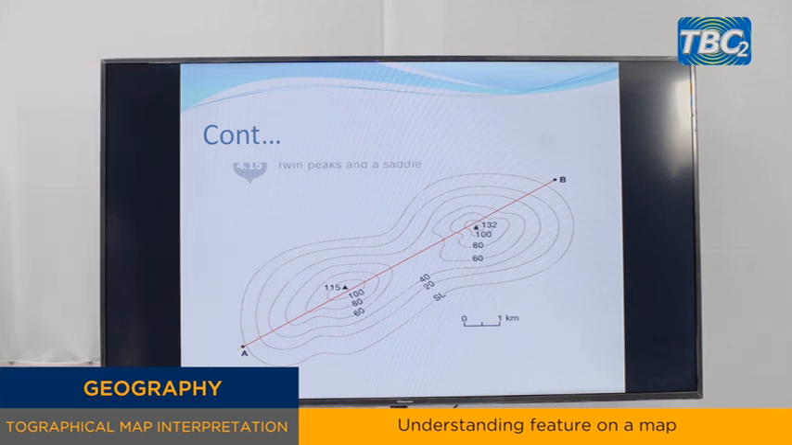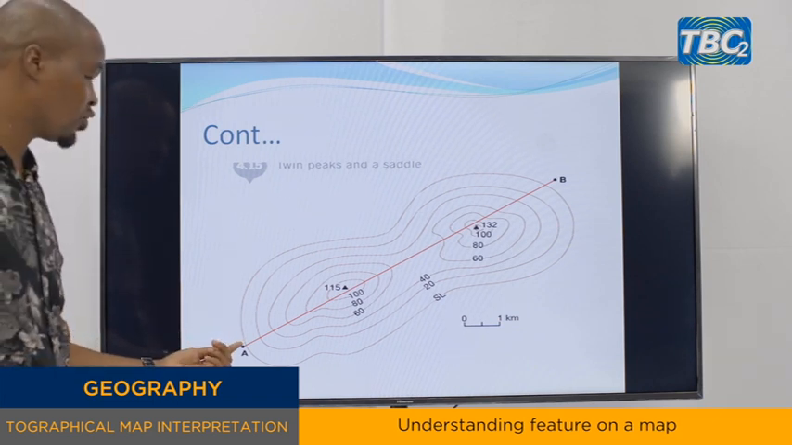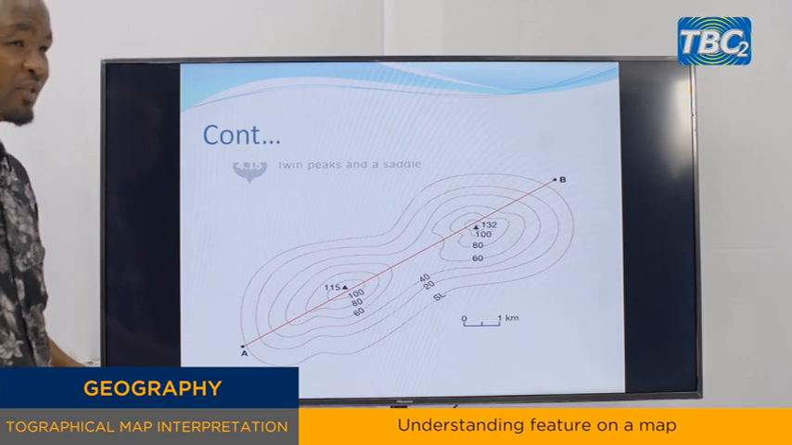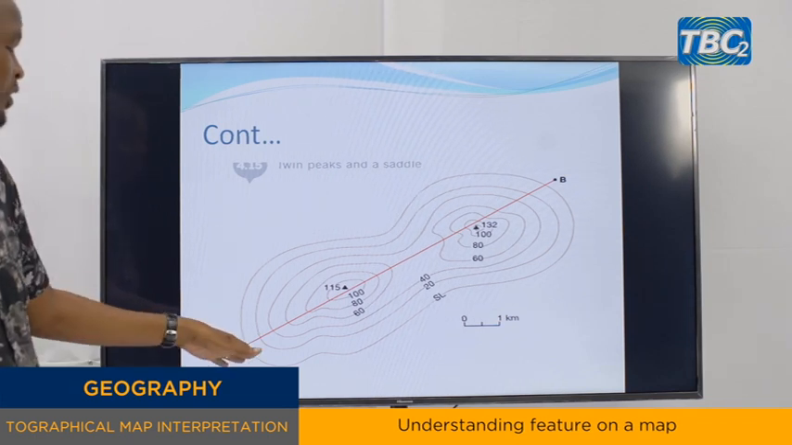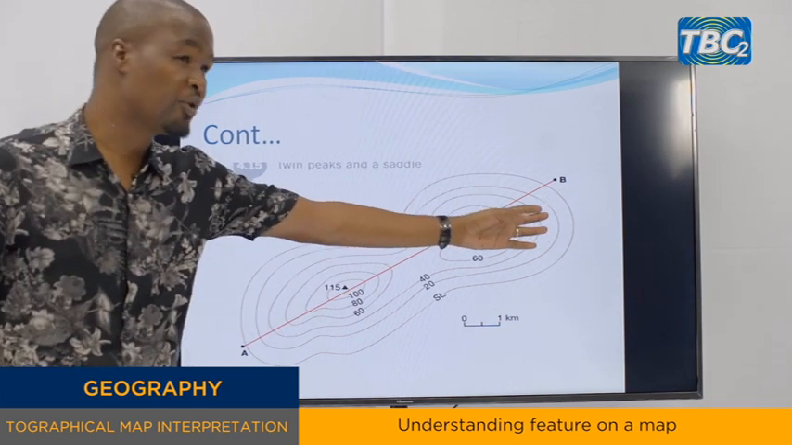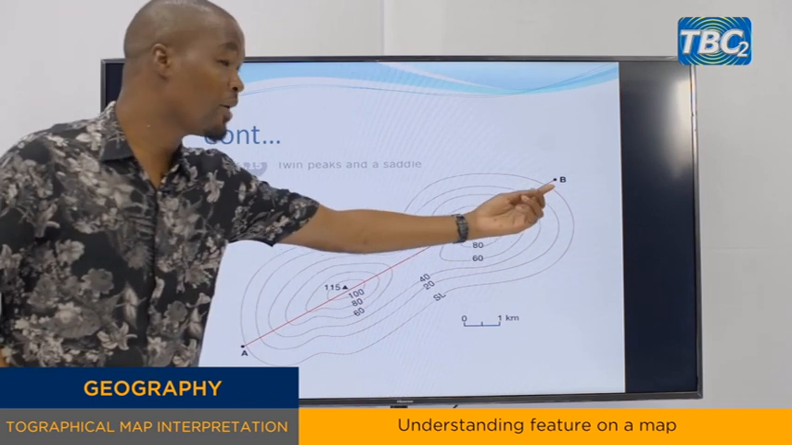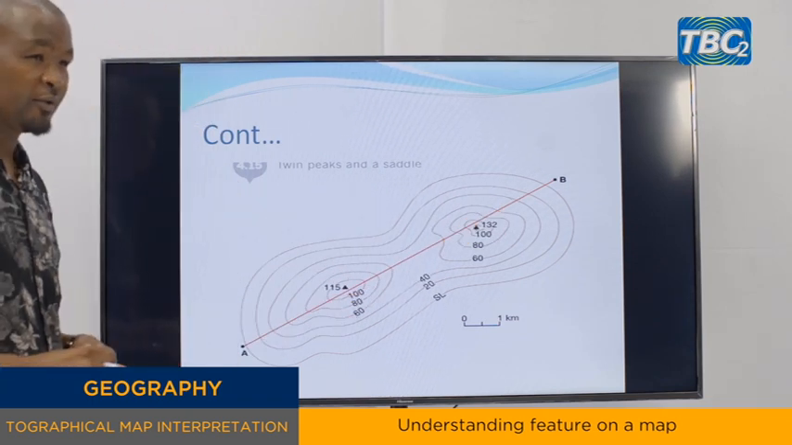The second step says, join the two points by using a straight line. Right now, I have already joined my two points by using the straight line. As you can see right here, this is point A, this is point B. I have joined the two points by using what? By using the straight line.